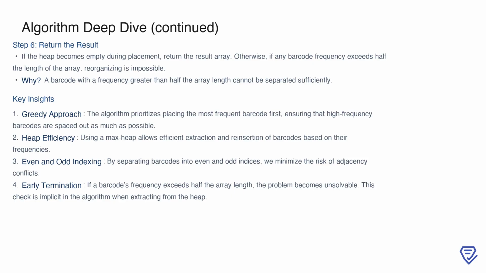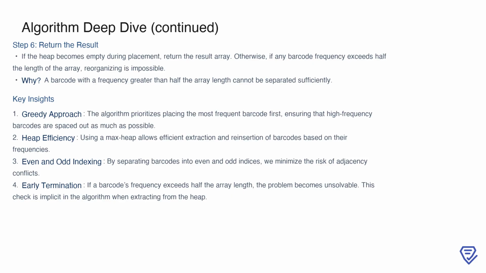The algorithm operates on a few key principles. First, it takes a greedy approach, prioritizing the most frequent barcodes early to ensure they are spaced out as much as possible. Second, the use of a max heap allows efficient extraction and reinsertion of barcodes based on their frequencies.